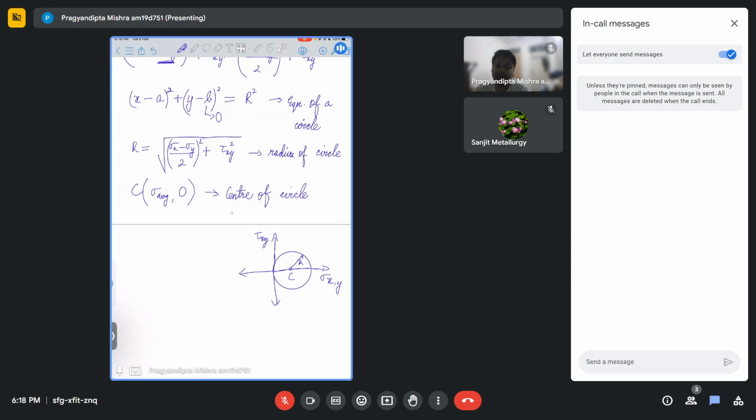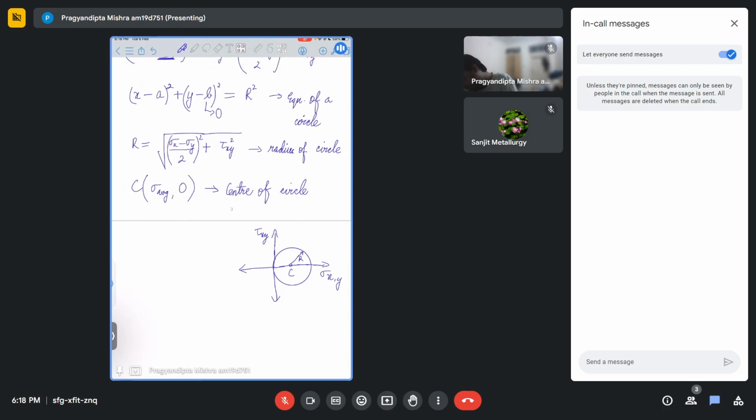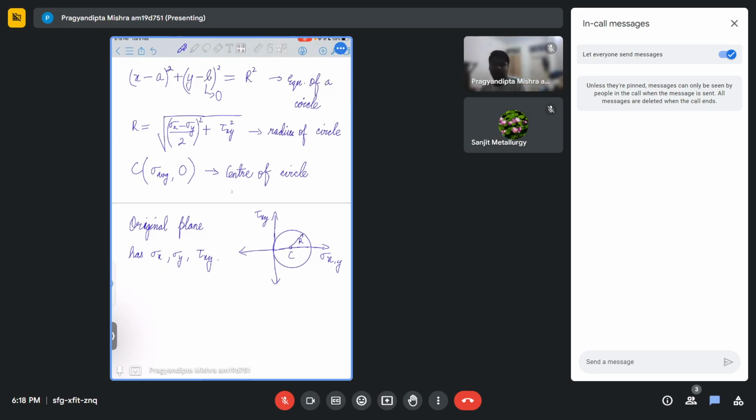First, you will try to find out the coordinates for sigma x, tau xy, sigma y, tau xy again. So these are the coordinates of the points which are lying on the Mohr circle, right? Because anything that you are getting in the form of stress in one transformed coordinate system, for instance, if the original plane has sigma x, sigma y, and tau xy as its stress values, will be a point on the circle. These individual quantities can be represented as a point on the circle.